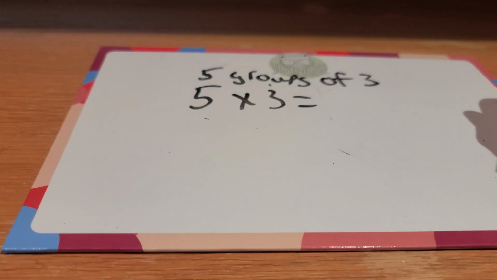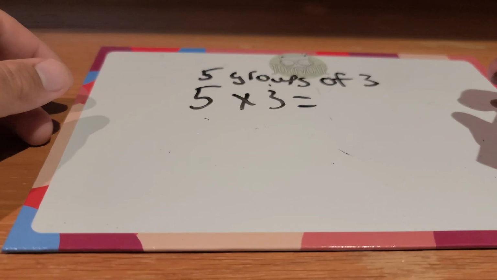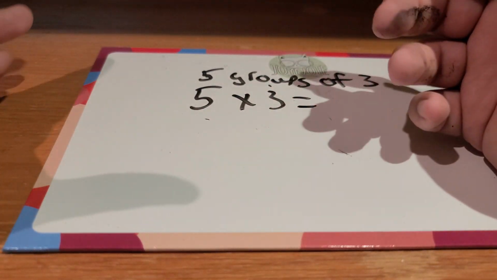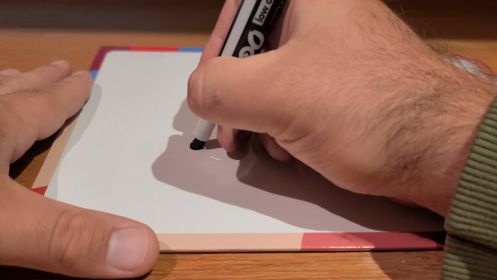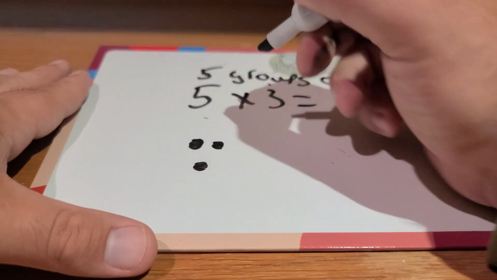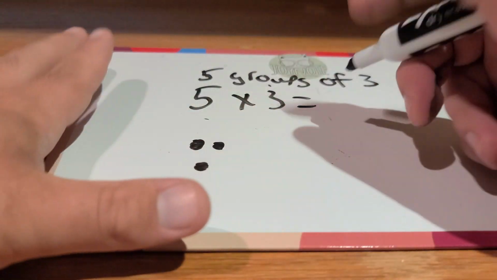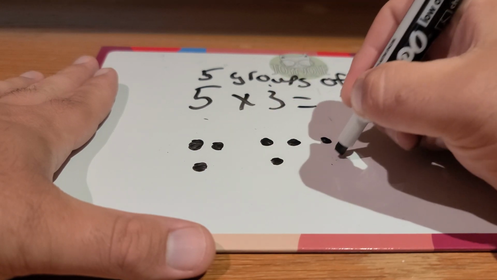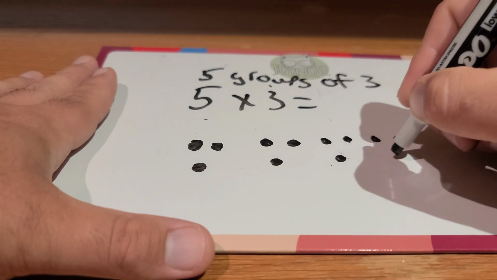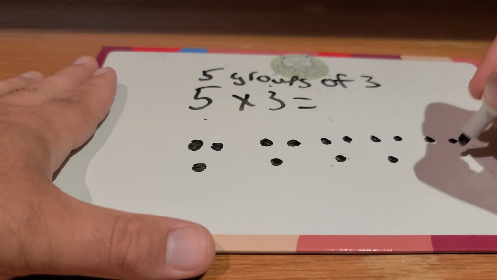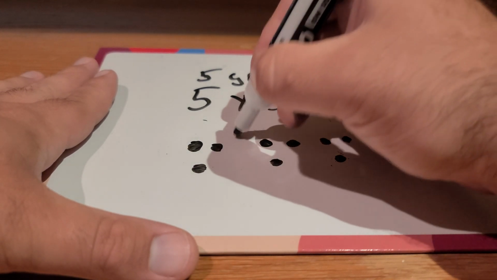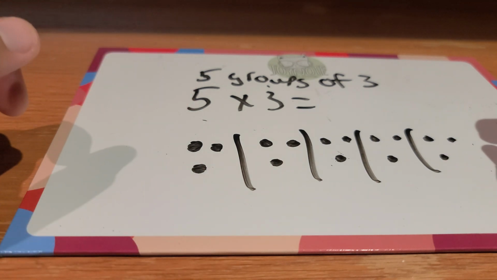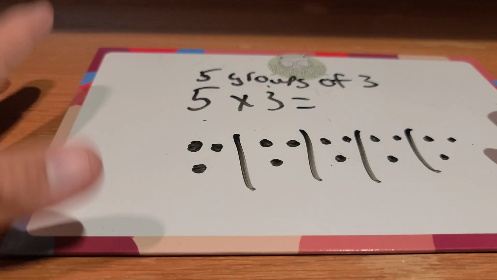Another way is with base 10 blocks. So, again, I don't have base 10 blocks, but we're going to draw them. So you draw 1, 2, 3 base 10 blocks. We need to do that 5 more times. 1, 2, 3, and so on for each group. Then you have your groups. Again, a lot like the circle way, but this is another way that you can do it.